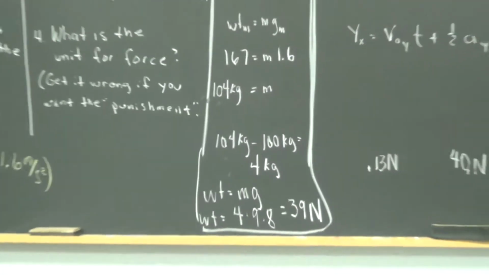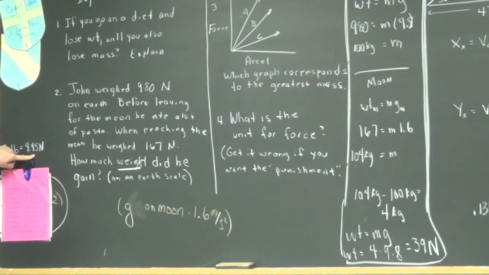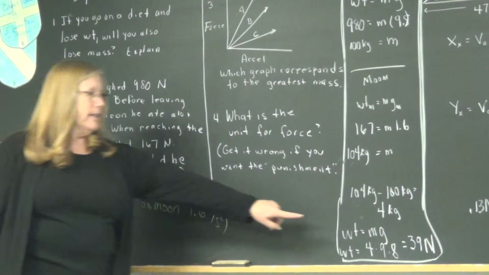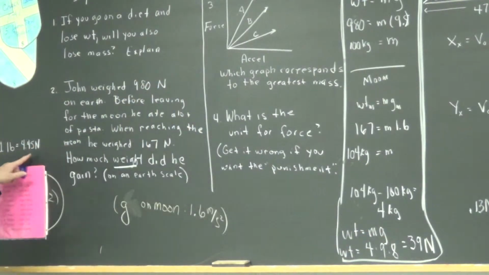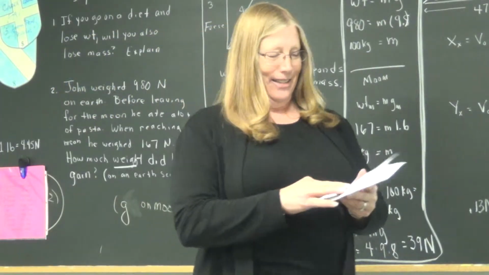So if you take 39 and each pound is 4.45 newtons, it wouldn't be in pounds, you divide there. 39 divided by 4.45. What would that be? Alex, are you in? 39 divided by 4.45. What do you get? How many pounds did he gain? About 9. 9 pounds. That's a lot of pasta.